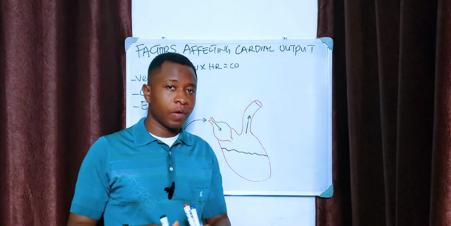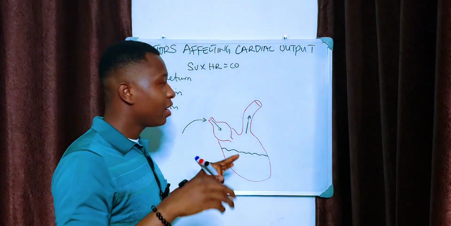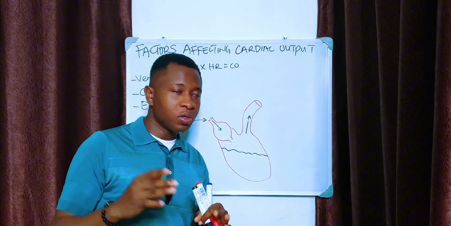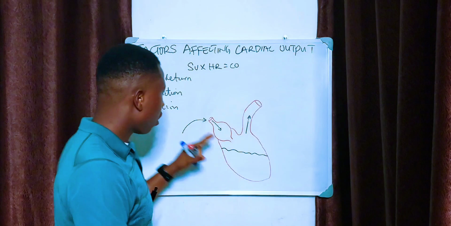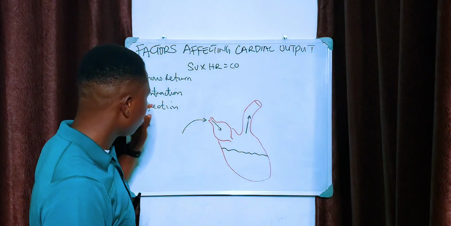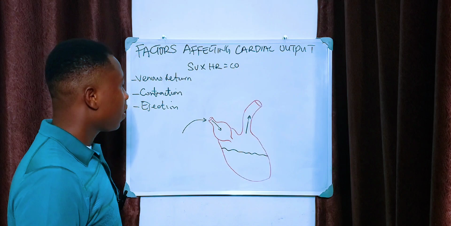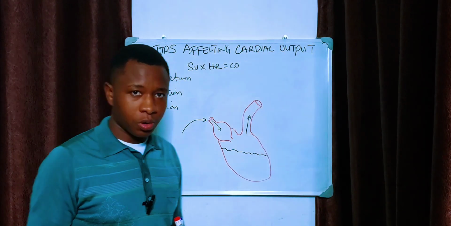Now, look up here. When we alter any of these stages, we automatically alter cardiac output. So altering any of these stages will automatically alter cardiac output. Now let's look at venous return. What can alter venous return?